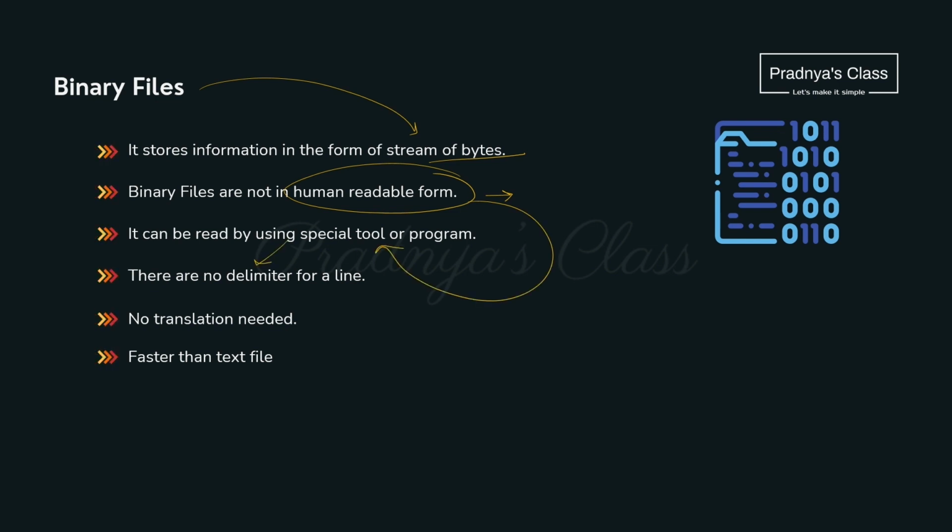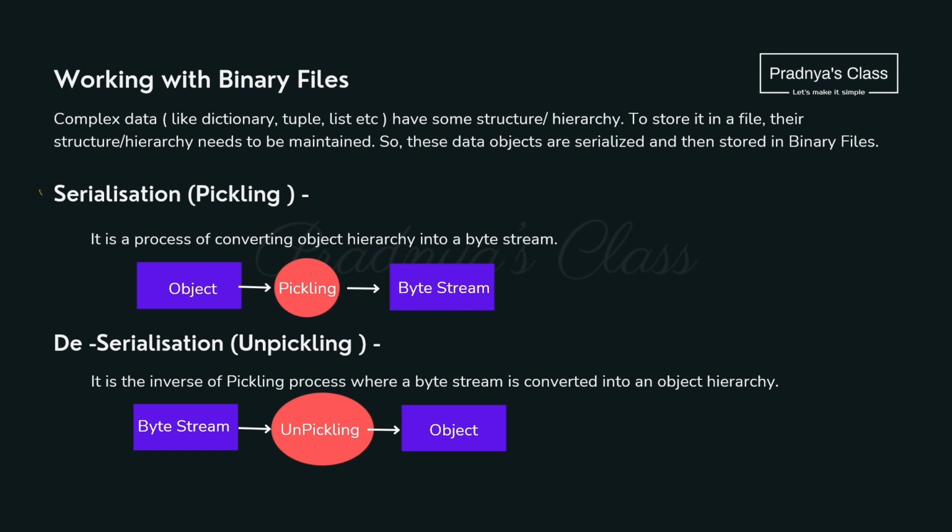There is no delimiter as in a CSV file, where comma is the default delimiter. No translation is needed because the data is in the form of bytes. That's why it is faster than the text file. One new concept we will be exploring in the case of binary files is pickling and unpickling.